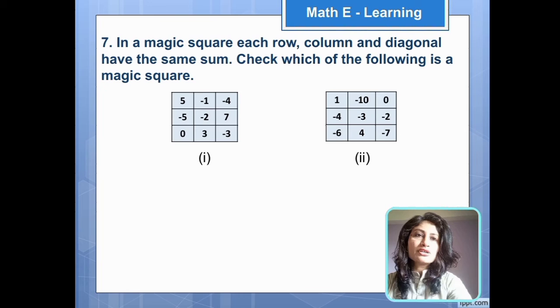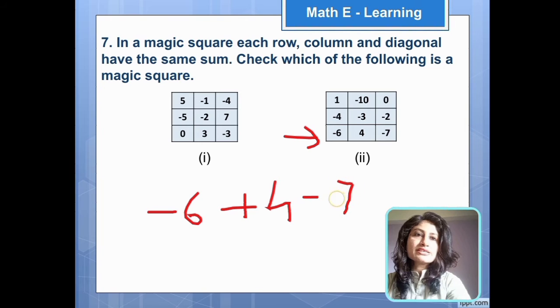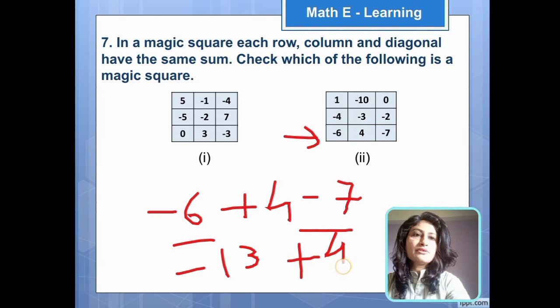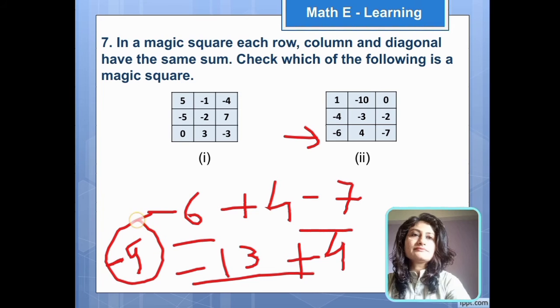Now we check for the third row. Minus 6 plus 4 minus 7. Minus minus plus. So it is minus 13. Minus 13 plus 4. Minus plus minus. So 13 minus 4 is equal to 9. And the sign of the greater number, which is minus. So the sum of the third row is also minus 9.